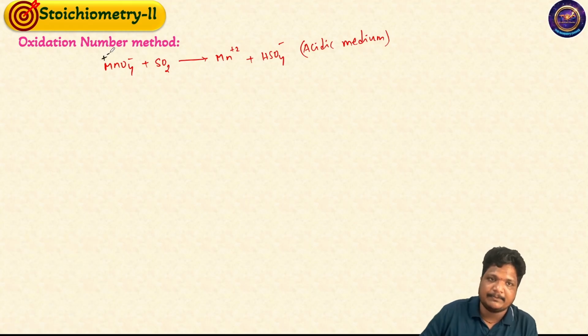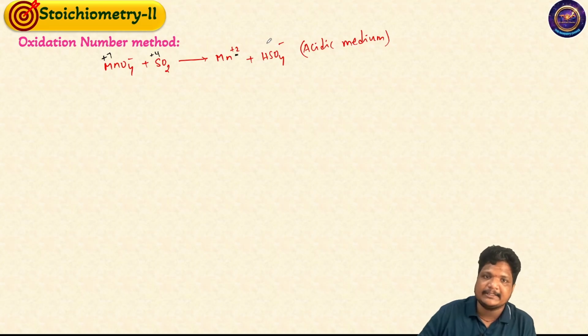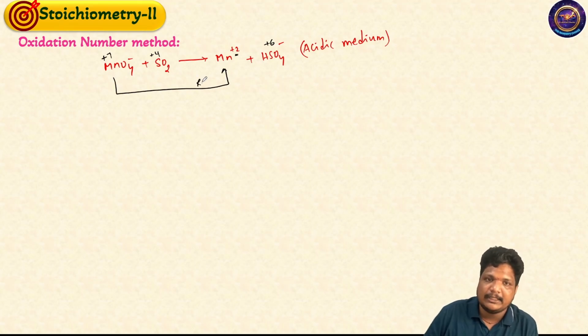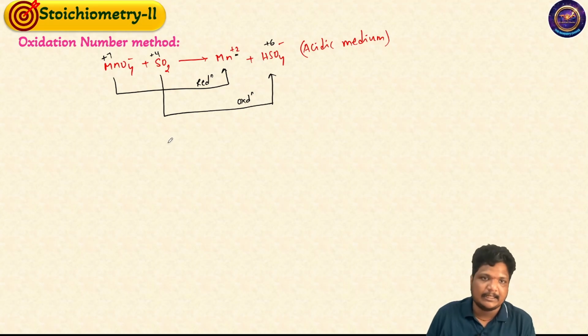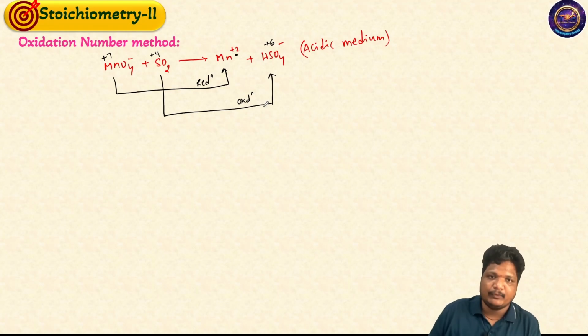So manganese +7, so here manganese +2 oxidation state. So here sulfur is present in +4 oxidation state. In HSO4 minus, sulfur is present in +6 oxidation state. So +7 to +2, a decrease in oxidation number, so it is reduction. So SO2 to HSO4 minus, an increase in oxidation number, so it is an oxidation reaction. So here in the first step, you have to write this equation with their oxidation numbers.